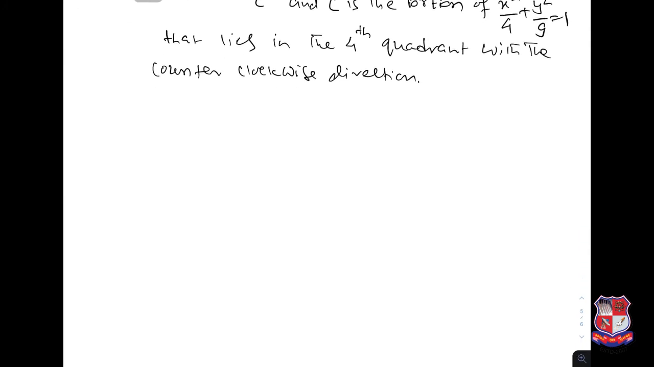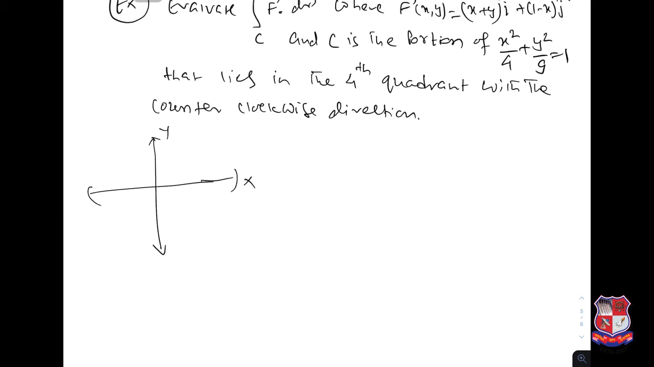So basically for the ellipse, you are having the major axis along the y axis, because you can see that x square by 4 plus y square by 9, so 9 is bigger here. But it is in the fourth quadrant, so you can have only this portion of the ellipse. So this point is 2 and this is 3, and counterclockwise. Okay. So along this curve we want to find out the line integration.